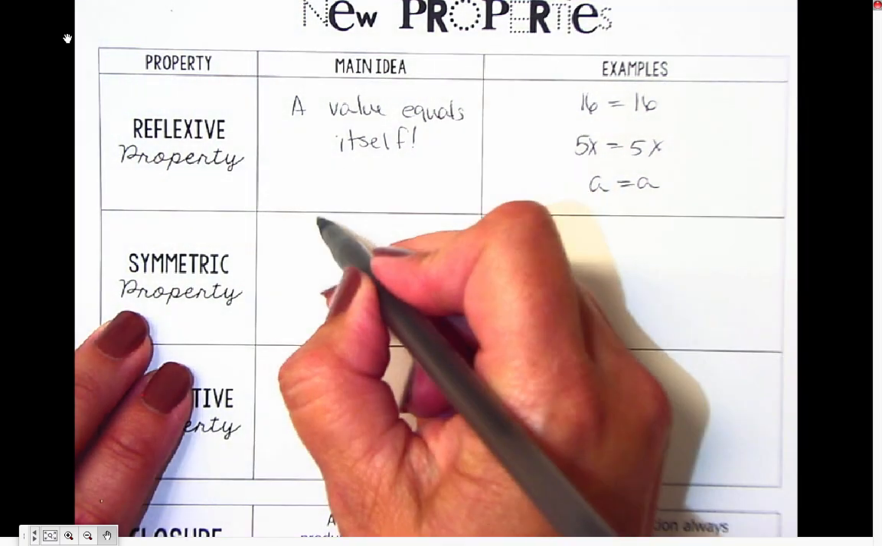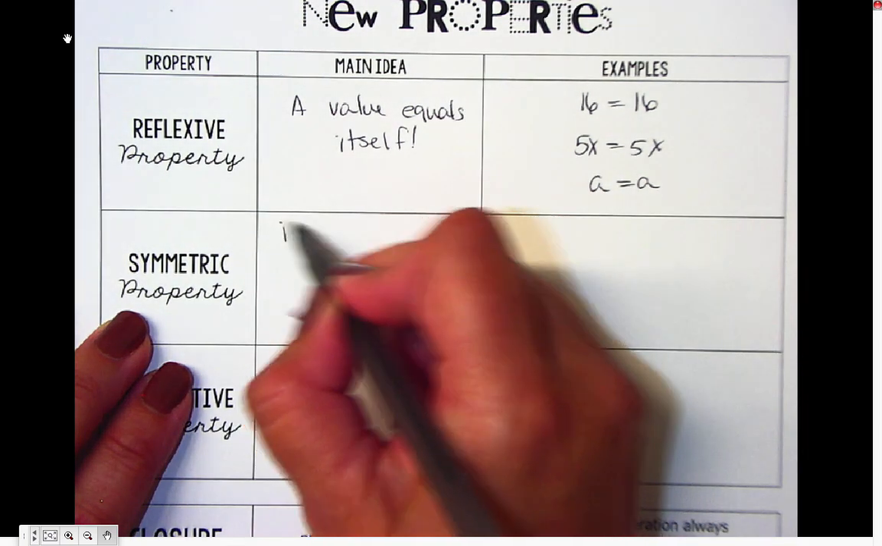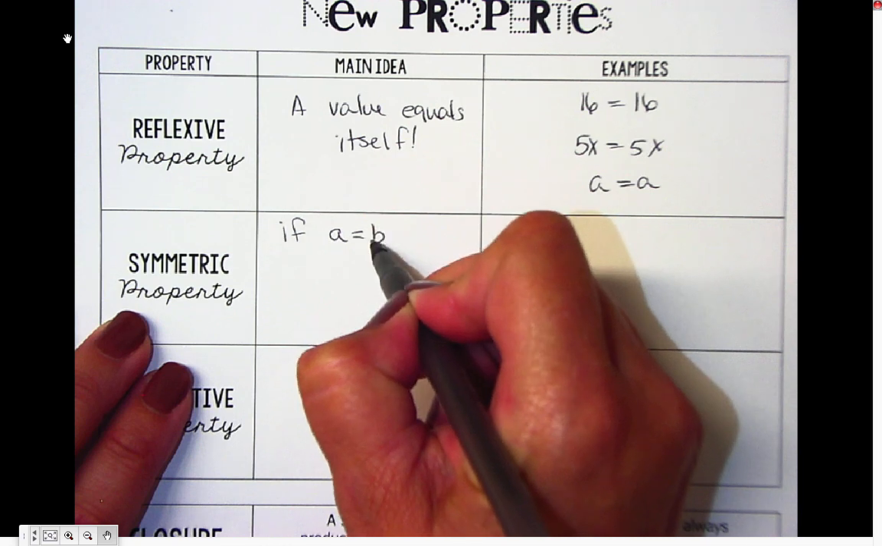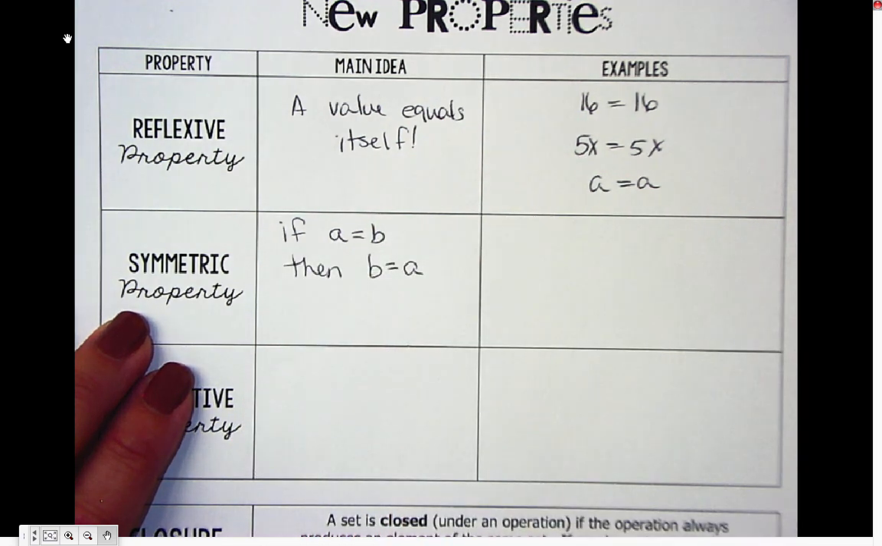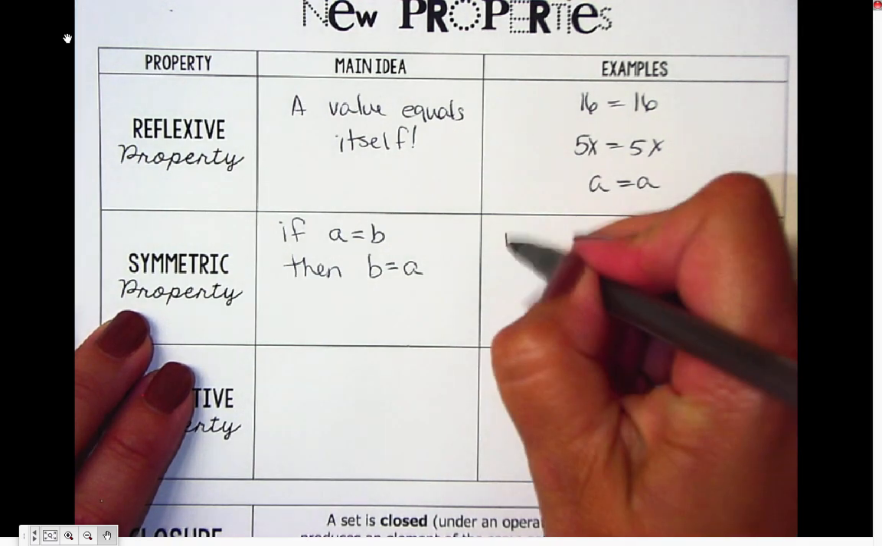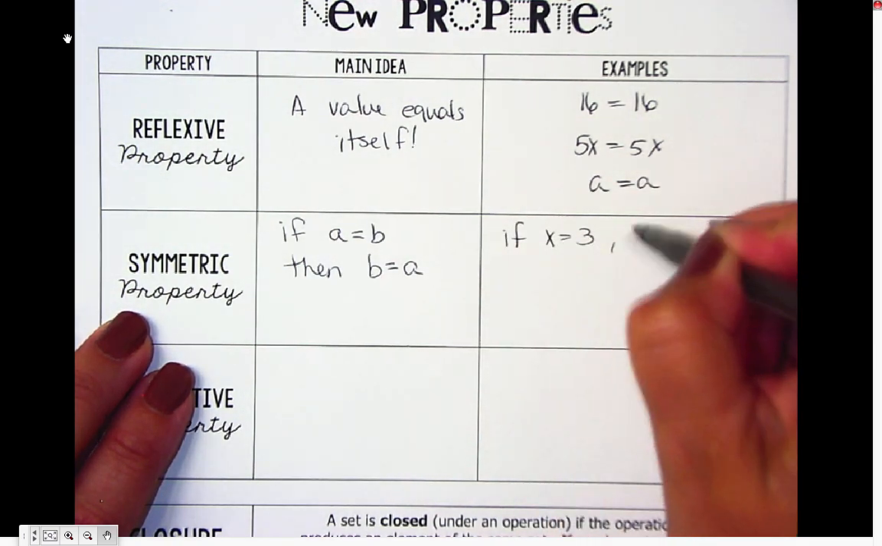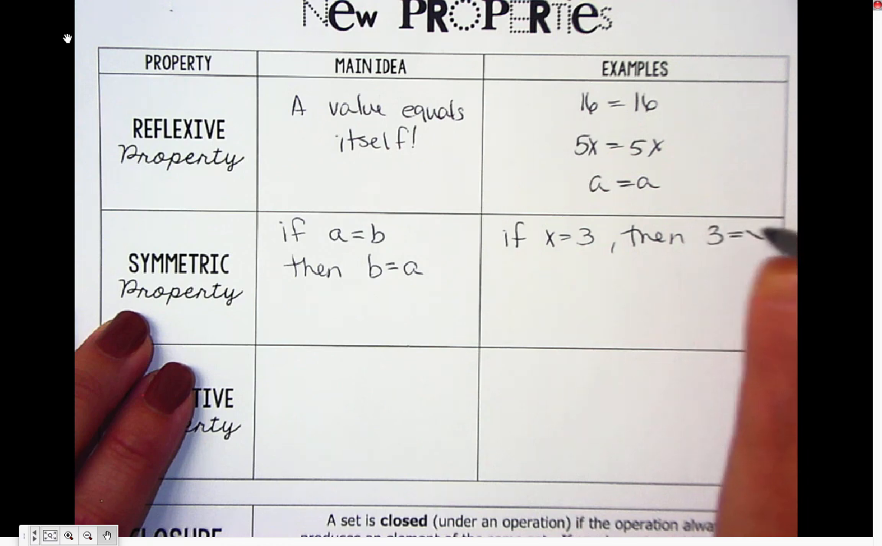Symmetric property is if you have one thing equal to something else, then that second thing is going to be equal to the first thing. So basically you can change the order around. So if x is equal to 3, then 3 is equal to x.